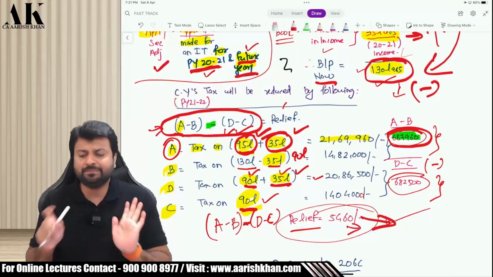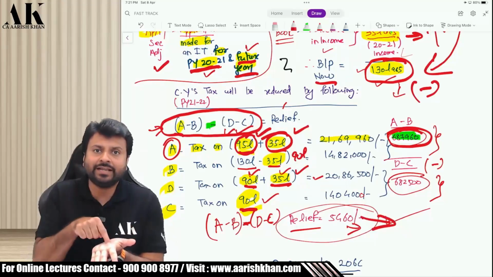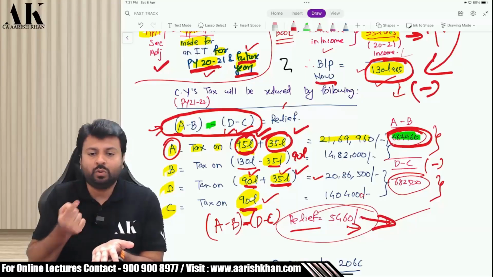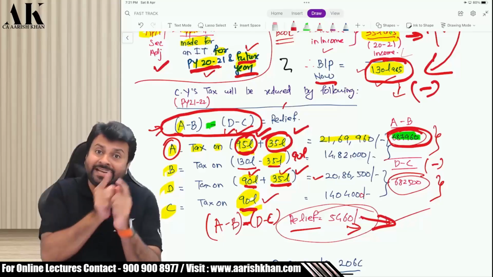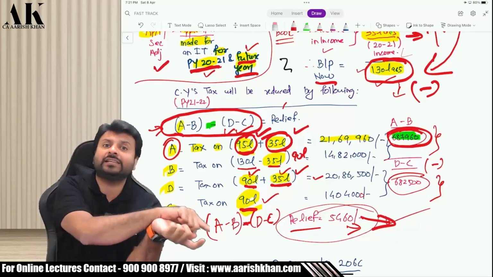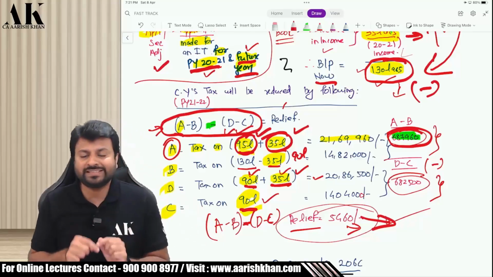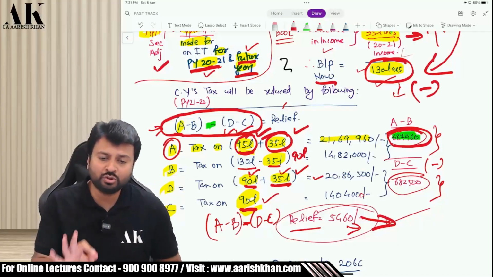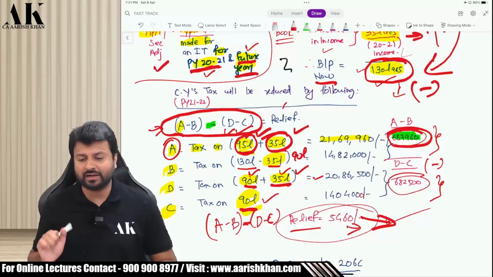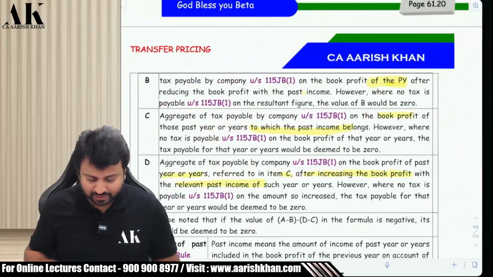Okay. So it's very simple. What is A? A is current year profit plus past year income. What is B? B is only current year income. What is D? D is last year profit plus last year income. What is C? C is only last year's profit. Okay. So this is what you are supposed to do, and this is how you are going to compute the relief under this particular section. Okay. So this is what this provision is all about.